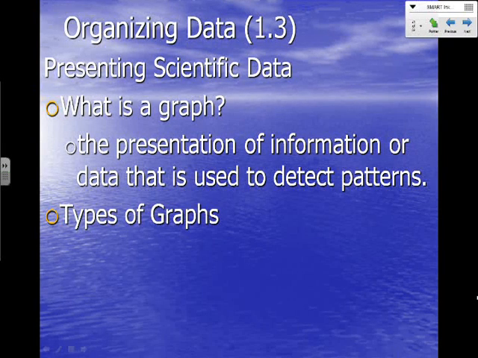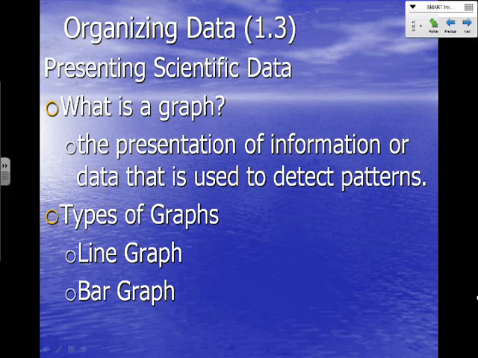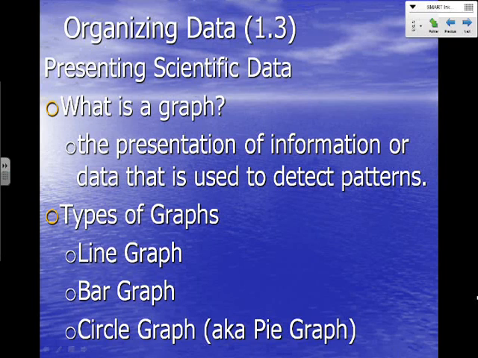There are three types of graphs we're going to discuss today. One is line graph, the second is bar graph, and lastly is circle graph, but it can also be called pie graph. You can use either one of these terms interchangeably. Just make sure you're familiar with both terms, so whichever one is used, like on the end of course test or on my test, you're familiar with it. Now, each graph is used for a different purpose, and so we're going to talk about them individually now.